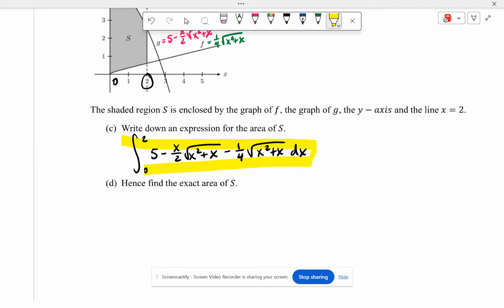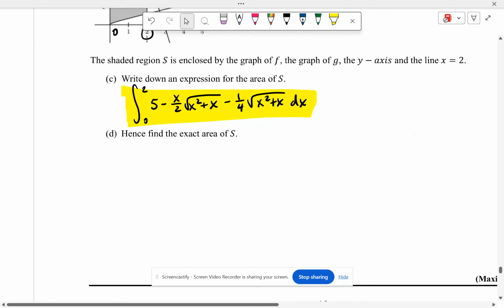Is this calc? No calc. This is no calc. Yay for us. Are you guys okay? Oh, please. So, D says, that's okay. We've got this.